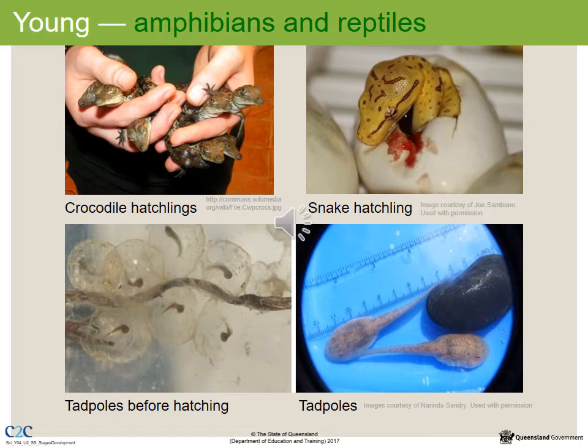So they start to turn into a version of mum and dad inside their egg. And then when they come out, they get bigger. They're kind of a bit like the insect's larva. They're going to change as well.